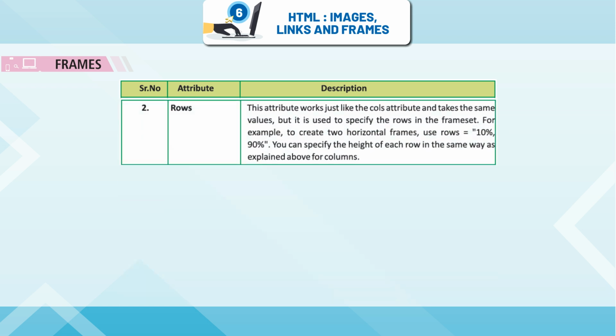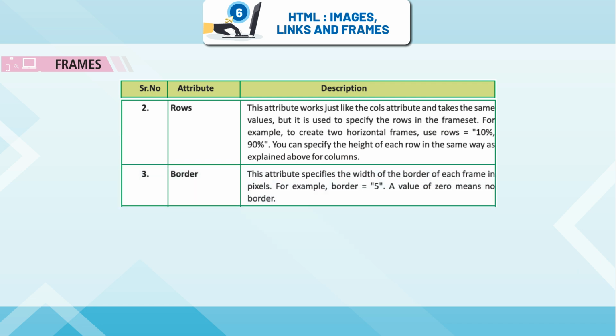2. Rows. This attribute works just like the columns attribute and takes the same values, but it is used to specify the rows in the frame set. For example, to create 2 horizontal frames, use rows equals 10%, 90%. You can specify the height of each row in the same way as explained above for columns.